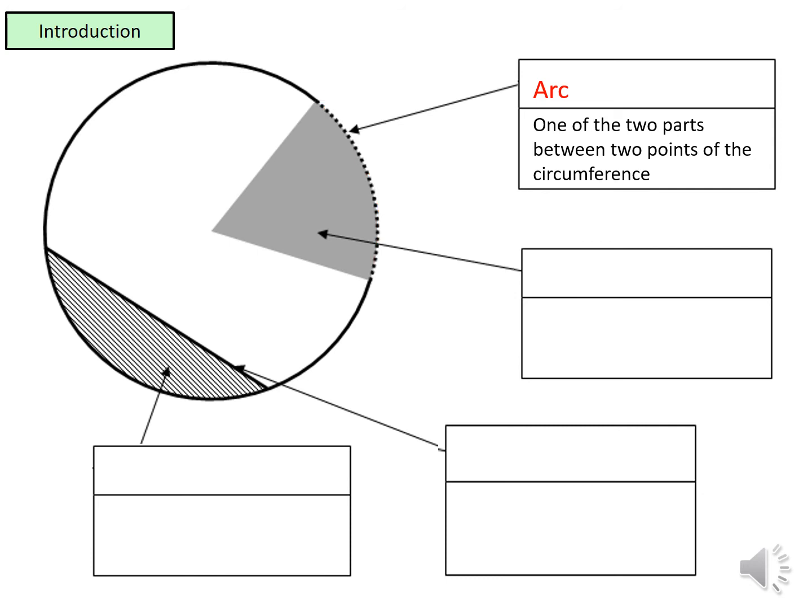Okay, the next one is the sector. A sector is the portion between two radii and an arc. So essentially this grey shaded area here that looks like a pizza slice is called a sector.